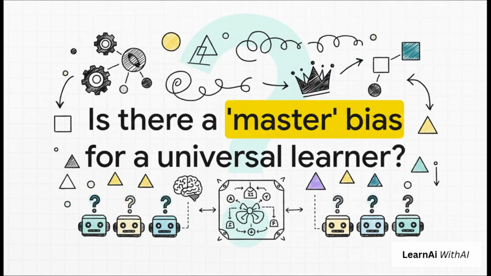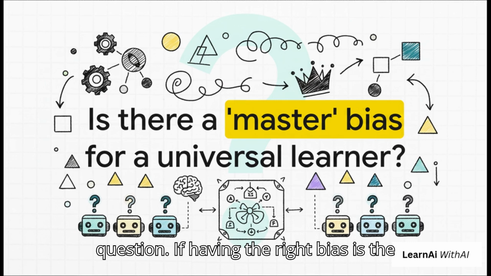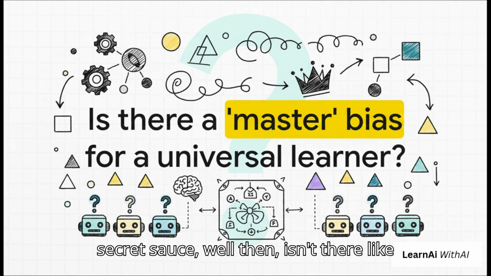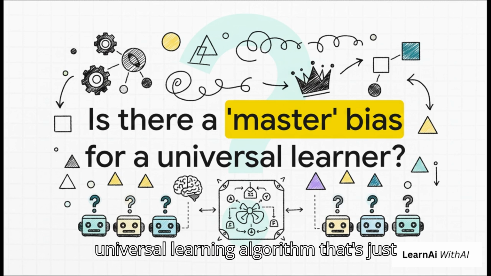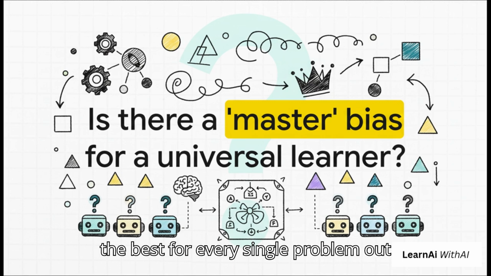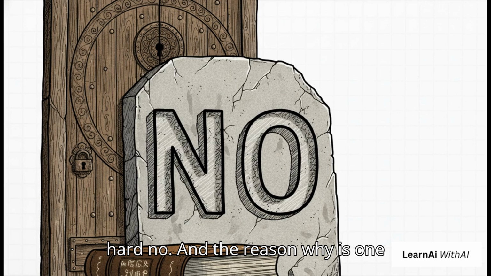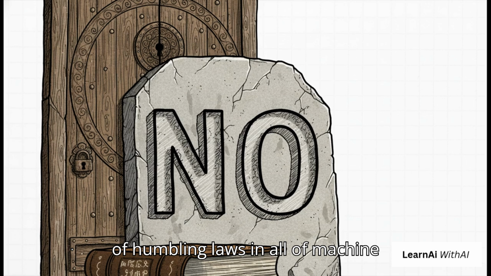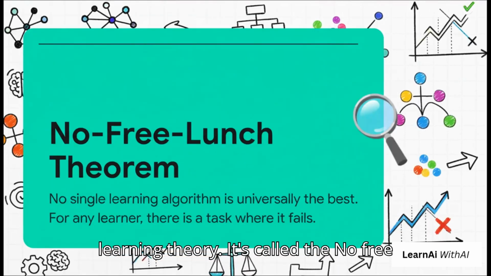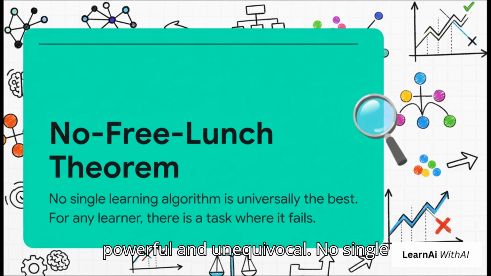But hold on. This victory brings up an even bigger question. If having the right bias is the secret sauce, well then, isn't there like a master inductive bias? A single universal learning algorithm that's just the best for every single problem out there? The answer, surprisingly, is a hard no. And the reason why is one of the most profound, important, and kind of humbling laws in all of machine learning theory. It's called the no free lunch theorem, and what it states is powerful and unequivocal.